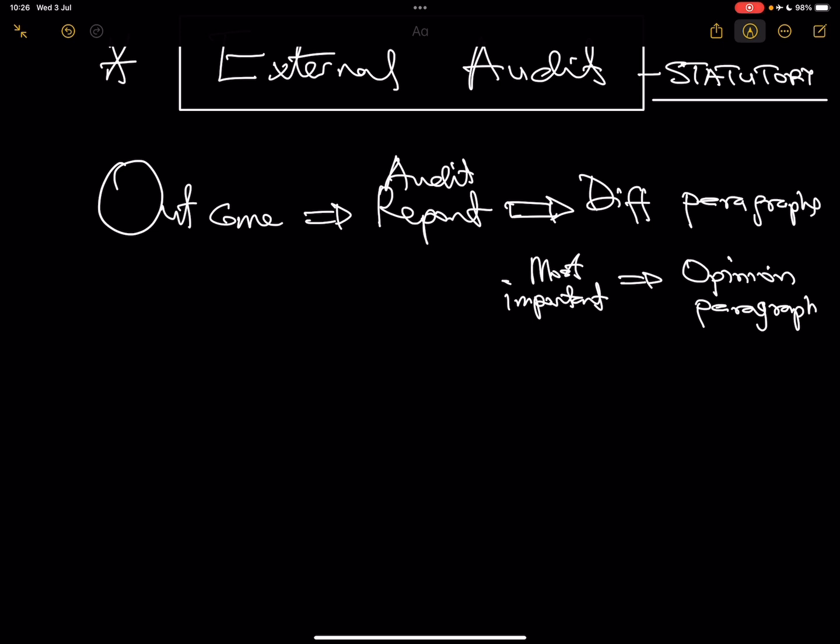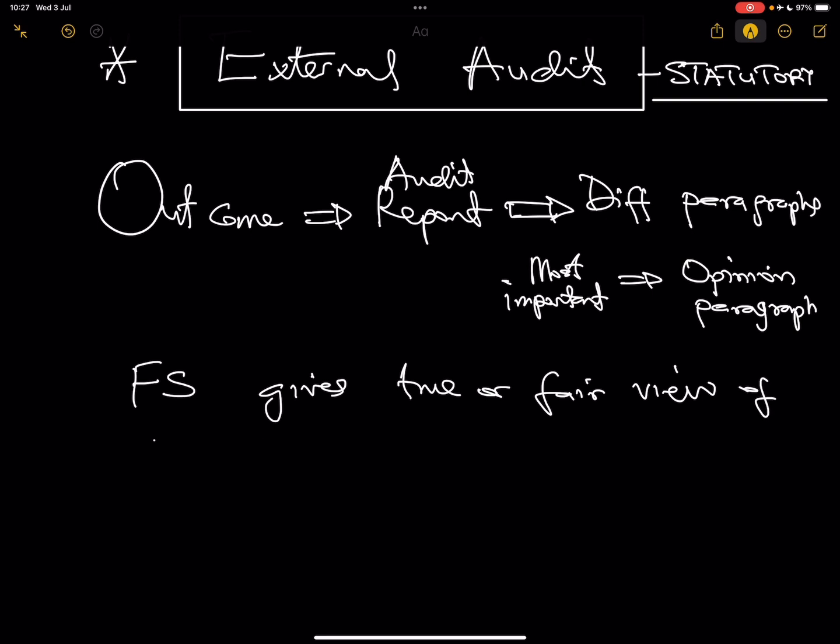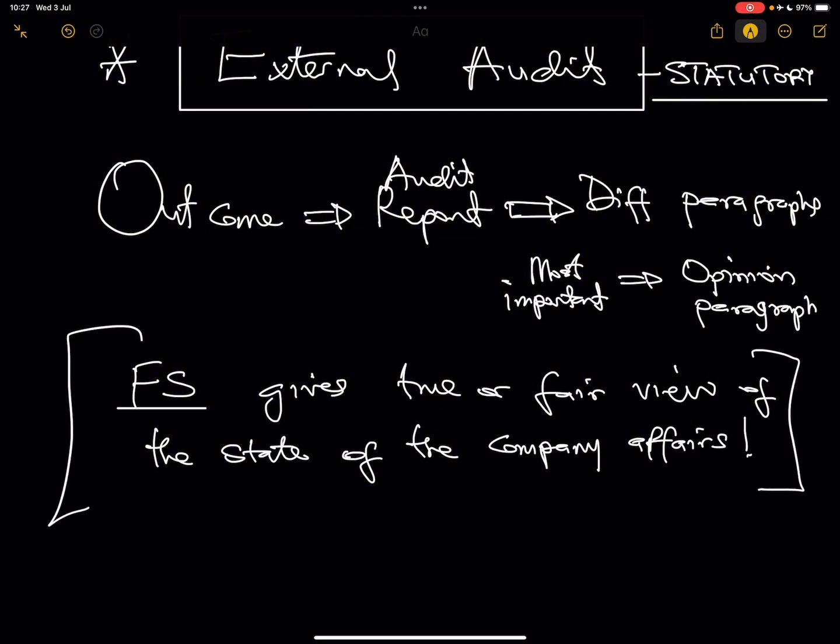And what does the opinion paragraph usually say? We are the auditors, so in our conclusion as auditors, we say the financial statements give a true or fair view, or they can say they do not give a true or fair view, of the state of the company's affairs. This is basically the opinion. So this is a good one.